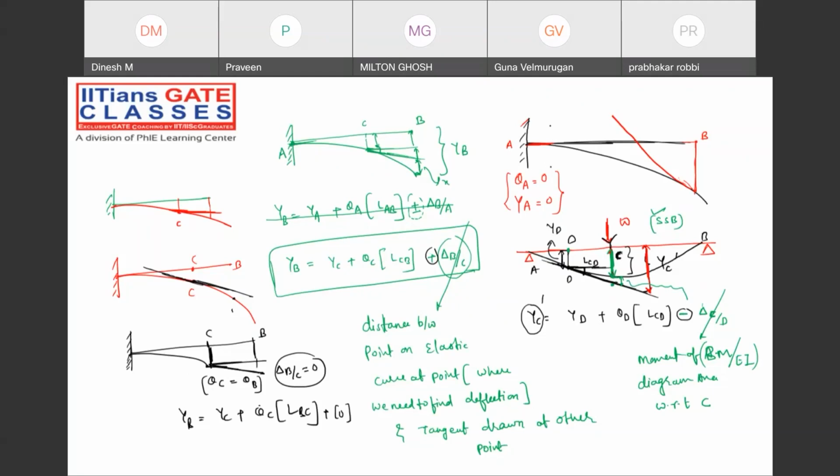This is the most blunder mistake ever done by many sources while explaining this moment area method. Please note down, especially this deflection part, very, very important. This is the correct method. This method has been given in all the standard textbooks. If you are not believing, you can check it out. Please note down, very important.